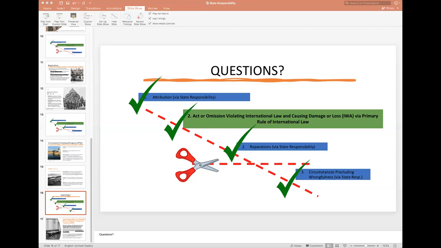Do you know any case where it has been recognized that Article 48 reflects customary international law? Okay, Article 48, do you know any case?